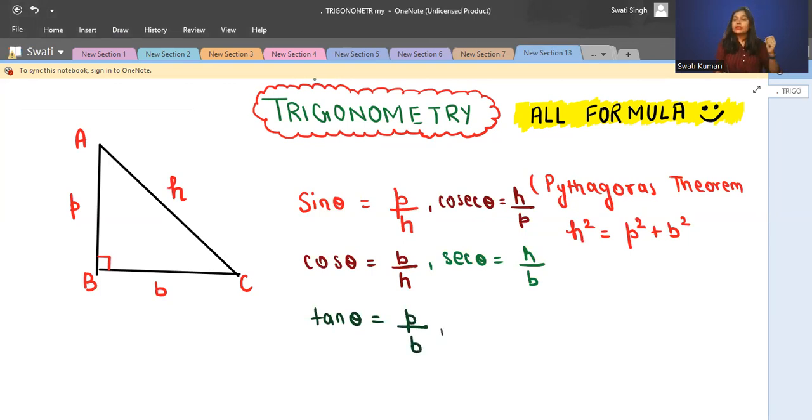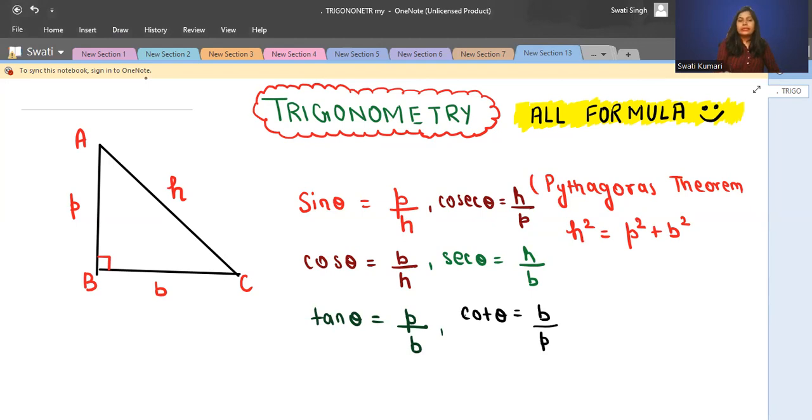Okay. And what is the reciprocal of tan theta? So that is cot theta. So let us write down cot theta also. And cot theta is just the reciprocal of what I have written for tan theta, which is base upon perpendicular. All right. I hope that that is clear.